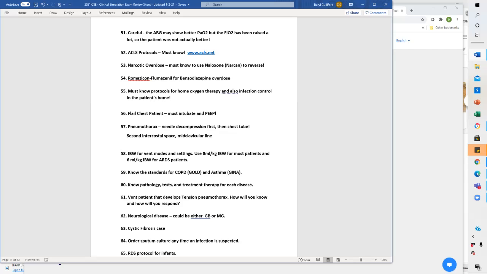Oh, and where do you put it? Second intercostal space, mid-clavicular line. For fluid, it's the 5th to the 7th intercostal space, but for air, definitely the 2nd.